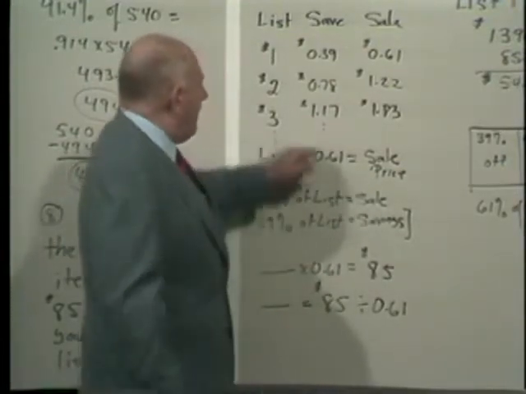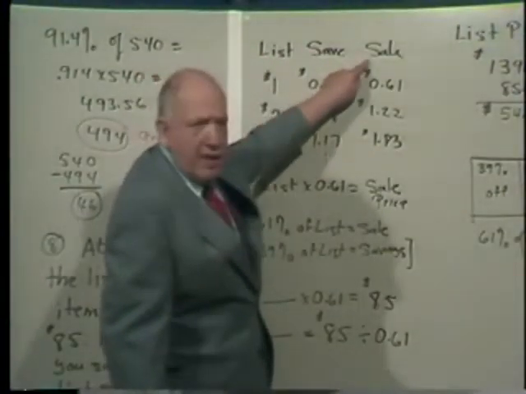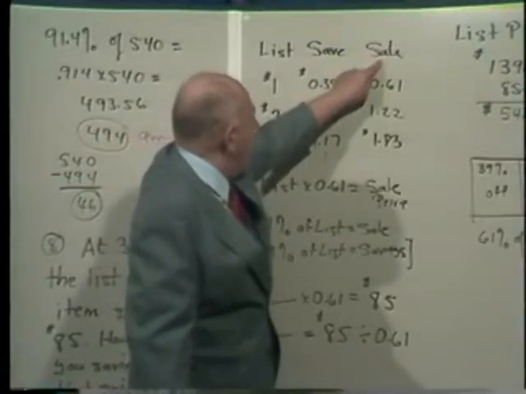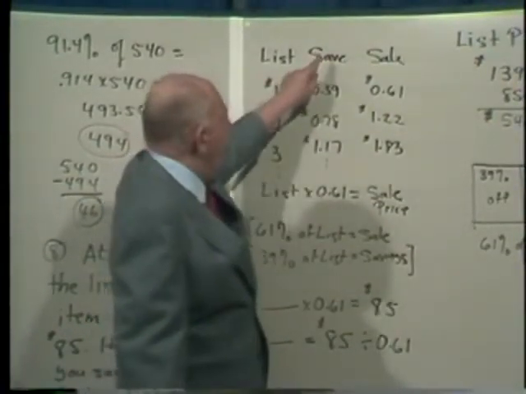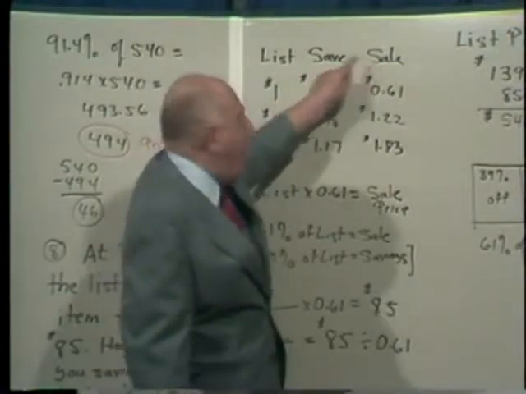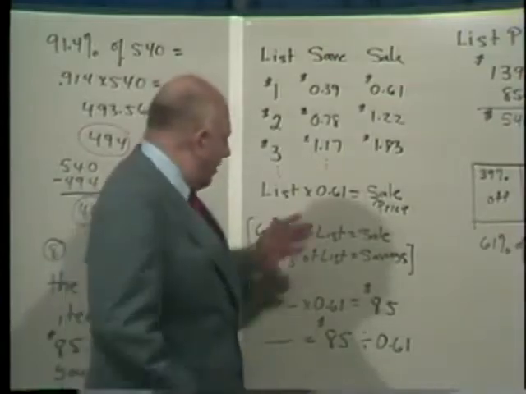In other words, if I know this number, I subtract it from the list, that gives me the sale price. If I know the sale price, I subtract it from the list, that gives me my savings. If I know the savings and the sale price, I add them together, and that gives me the list. Isn't that neat? Now, let's go on then.